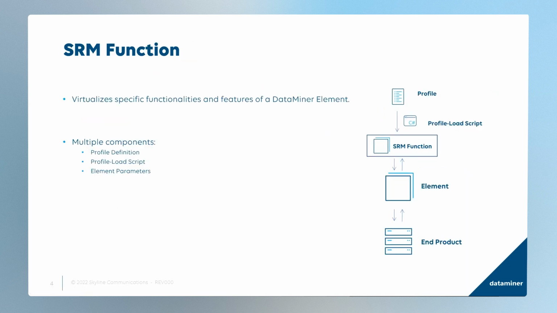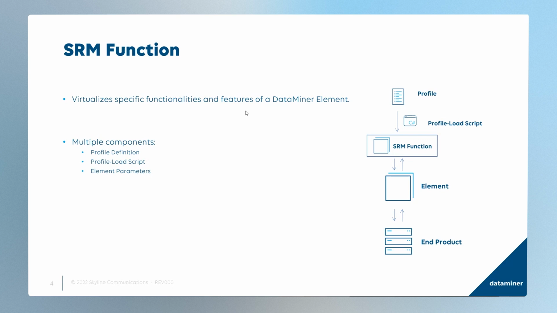So what is an SRM function? An SRM function is a DataMiner object used to virtualize specific functionalities and features of a DataMiner element. A function is associated with a profile load script, allowing you to configure specific settings stored in a profile instance. These functions are stored in an XML file that is published into DataMiner and linked with a specific protocol.